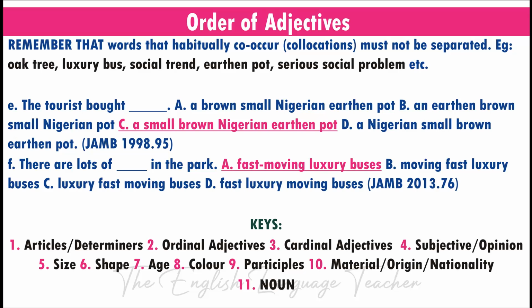Let's go to question F. That is, there are lots of dash in the park. So the correct option is option A. That is, there are lots of fast-moving luxury buses. So how did we get that answer? Of course, we cannot separate luxury from buses. Luxury buses are always together. They are like collocations, so we cannot separate the two. So fast-moving is a compound adjective.